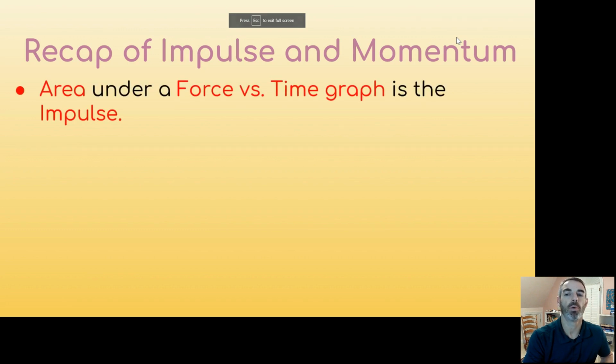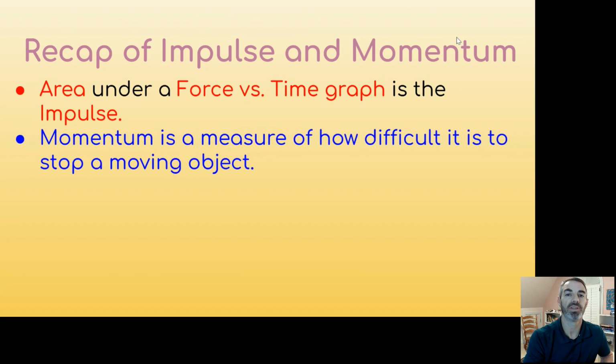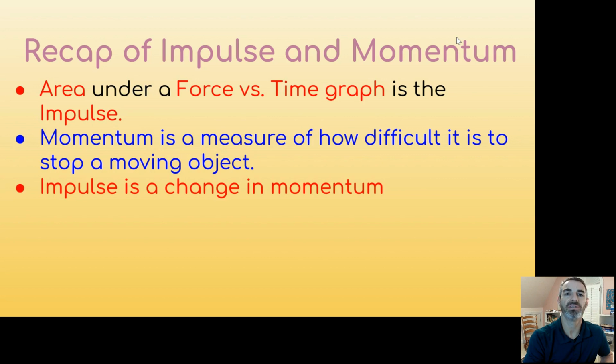So we know that the area under a force time graph is the impulse. Momentum is a measure of how difficult it is to stop a moving object. We used the baseball and car example. Impulse is defined as a change in momentum. So when you're asked to find impulse, you're just finding a change in momentum, and that can be found one of two ways. Either by doing change in momentum is mass times change in velocity.